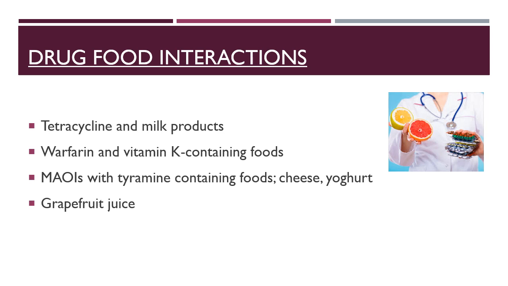Then next example, monoamine oxidase inhibitors, which are given to treat depression. If they are given with tyramine containing foods like cheese or yogurt, yogurt is dahi and cheese is paneer, they contain tyramine. So what will happen? There may be a pressor effect, a hypertensive crisis.